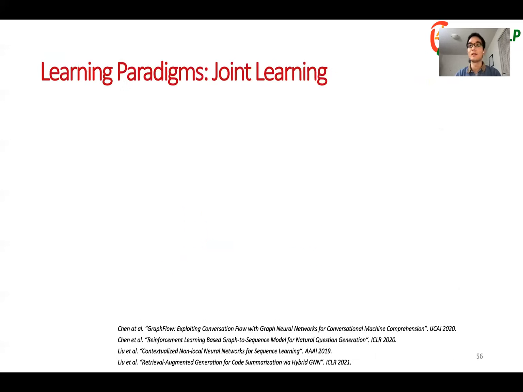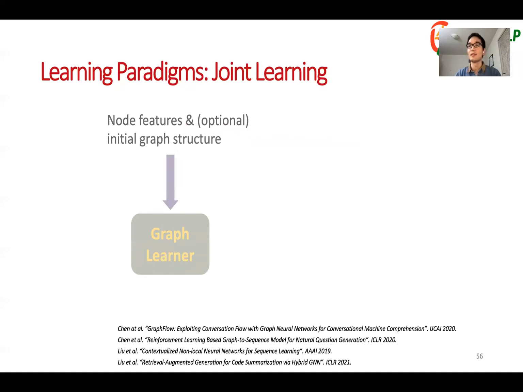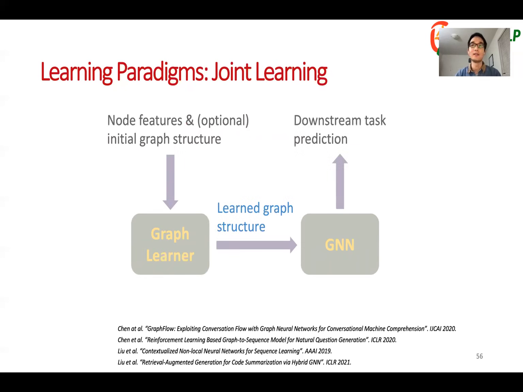Now let's talk about some important learning paradigms for dynamic graph construction, which have been explored so far. Most existing dynamic graph construction approaches for GNNs consist of two key learning components, graph structure learning and graph representation learning. The most straightforward strategy is to jointly optimize the whole learning system in an end-to-end manner toward the downstream prediction task.